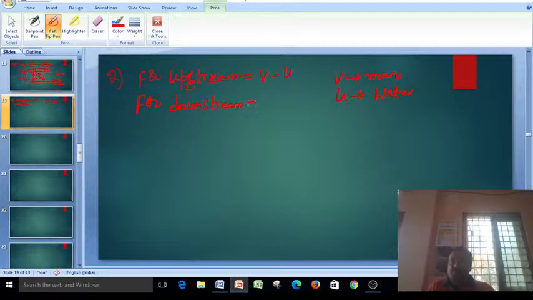For downstream, that is nothing but V plus U I am taking here. For upstream, both velocities are opposite to each other, while for downstream both velocities are in equal direction. So let us take the time taken to reach upstream: t is equal to distance divided by change in velocity, that is d divided by v minus u.